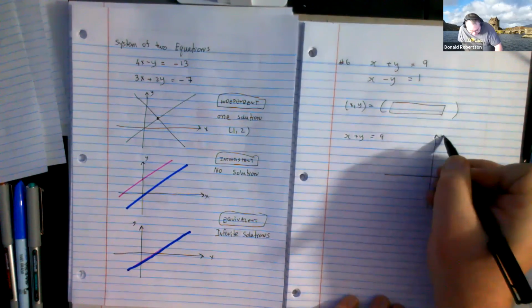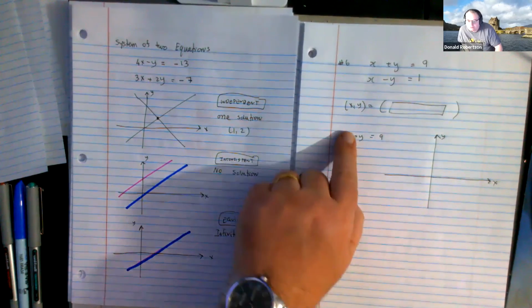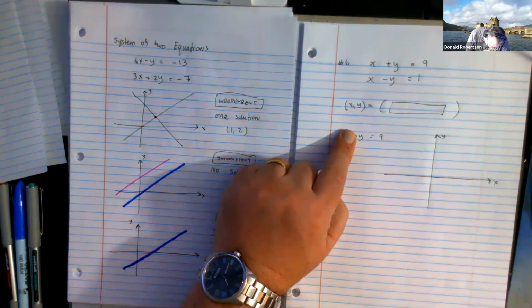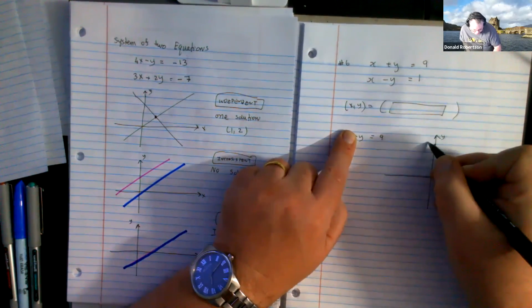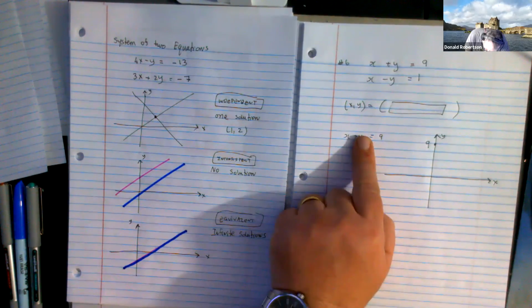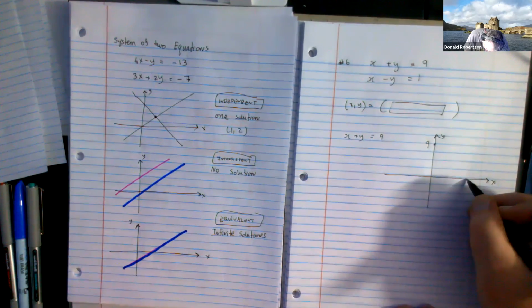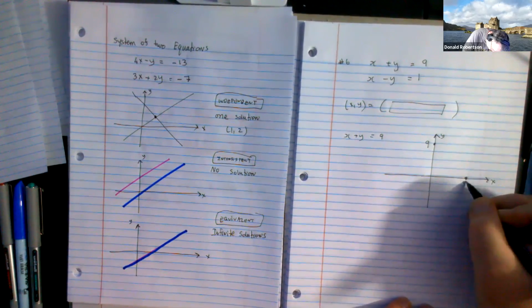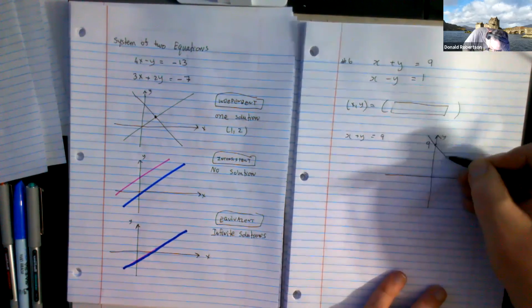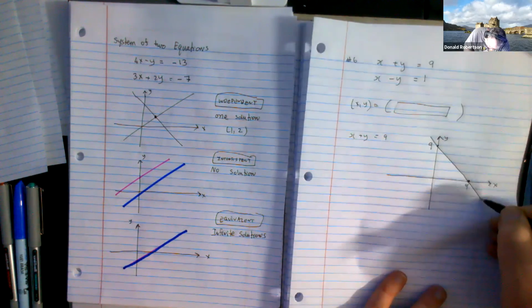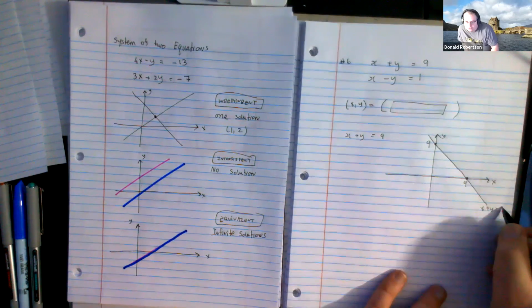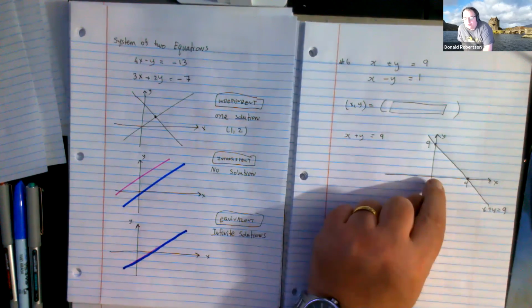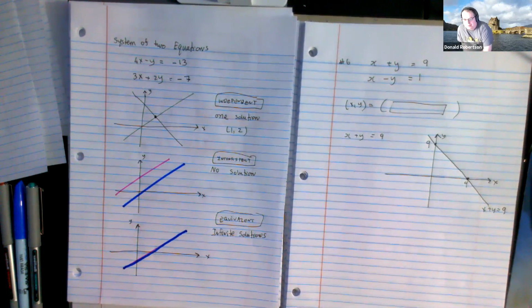Would you agree if you make x equals 0, it crosses the y-axis at 9? And if you do y equals 0, it crosses the x-axis at 9, and you draw a straight line. And now I've just realized I have a problem that you won't. If you are really going to draw these on paper, wouldn't it be a good idea to use square paper?